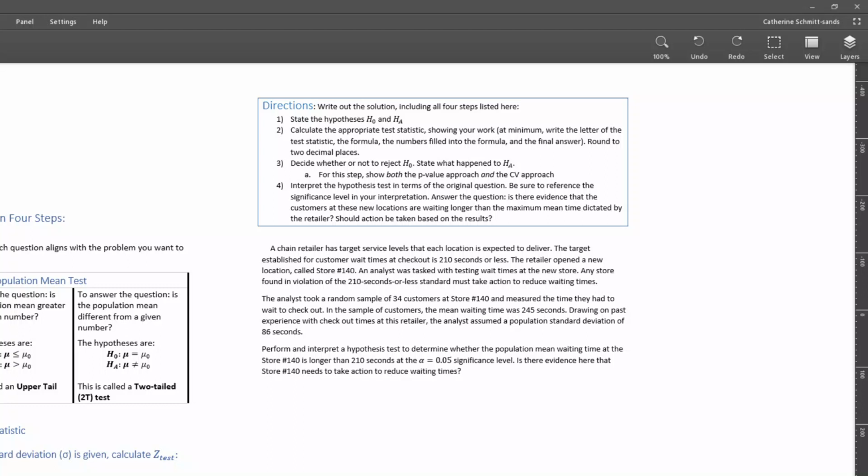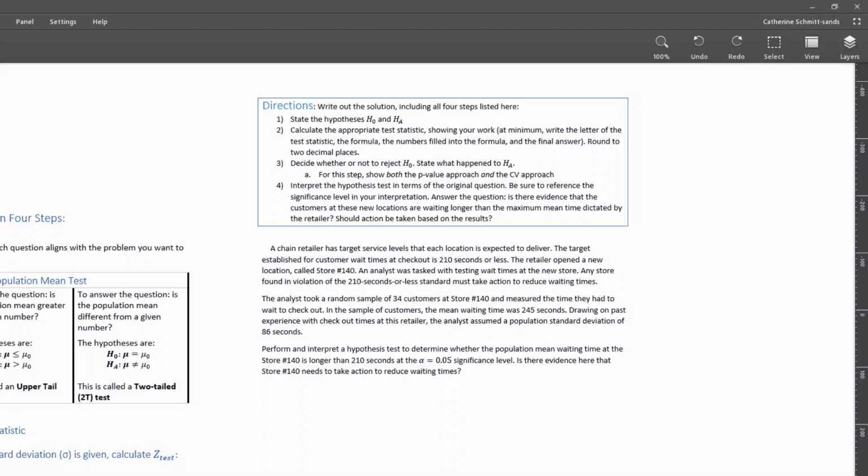The retailer opened a new location called store number 140. An analyst was tasked with testing wait times at the new store. Any store found in violation of the 210 seconds or less standard must take action to reduce waiting times. The analyst took a random sample of 34 customers at store 140 and measured the time they had to wait to check out. In the sample of customers, the mean waiting time was 245 seconds.